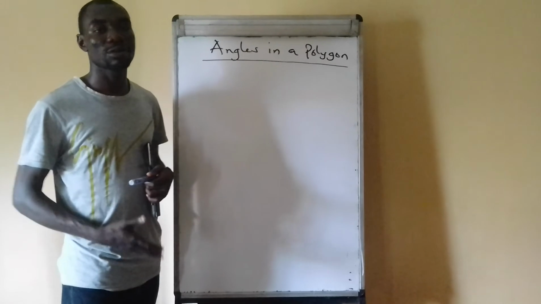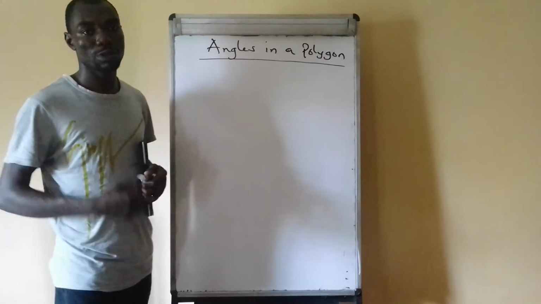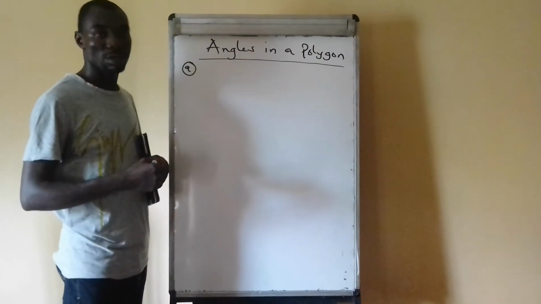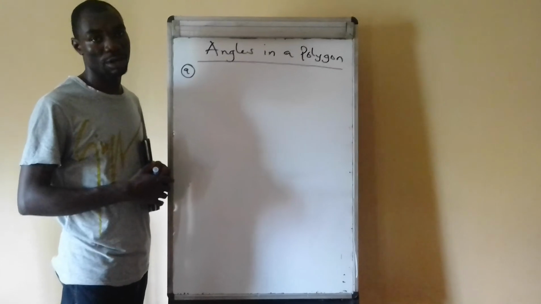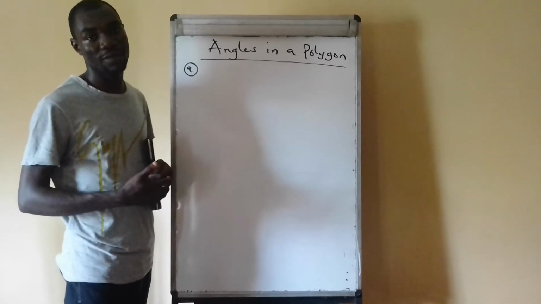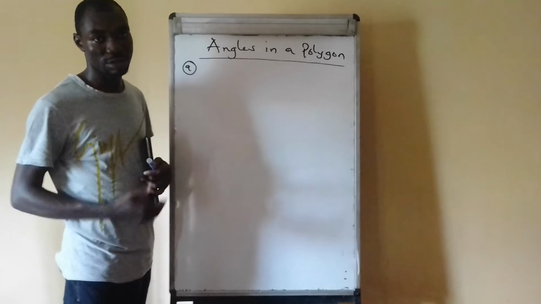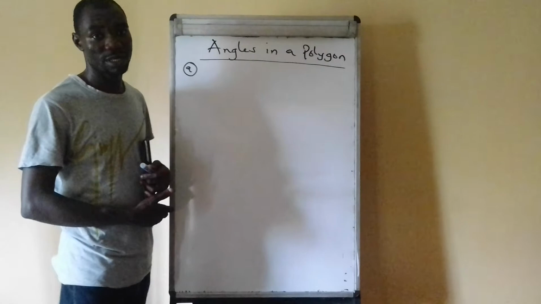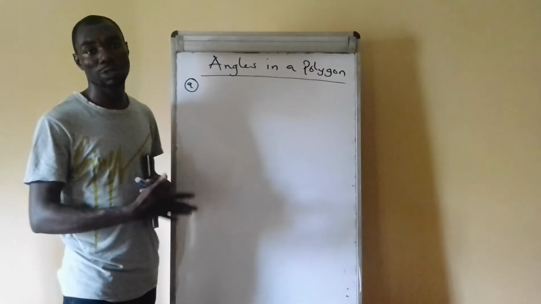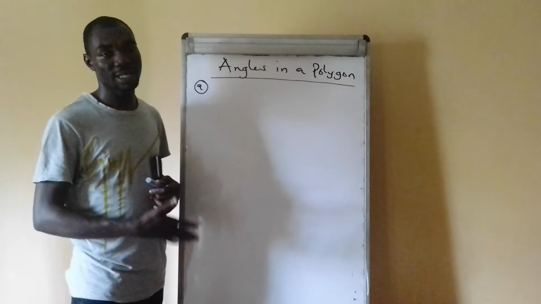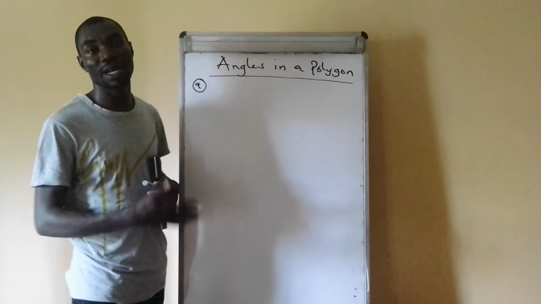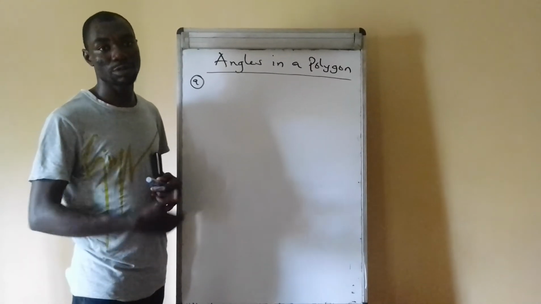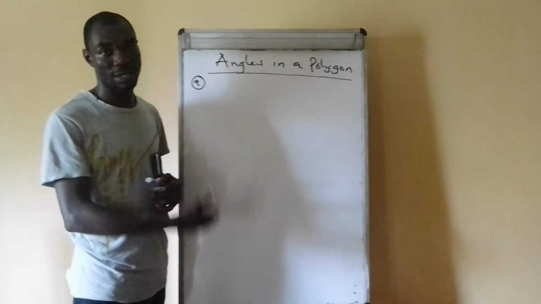And when it comes to angles in a polygon, we want to start by saying that we have what we call angles on a straight line, angles in triangles, and angles at a point. But for the sake of today's lesson, we'll be talking about angles on a straight line and angles at a point. So please take note of that. In our subsequent videos, you get to learn about the rest.